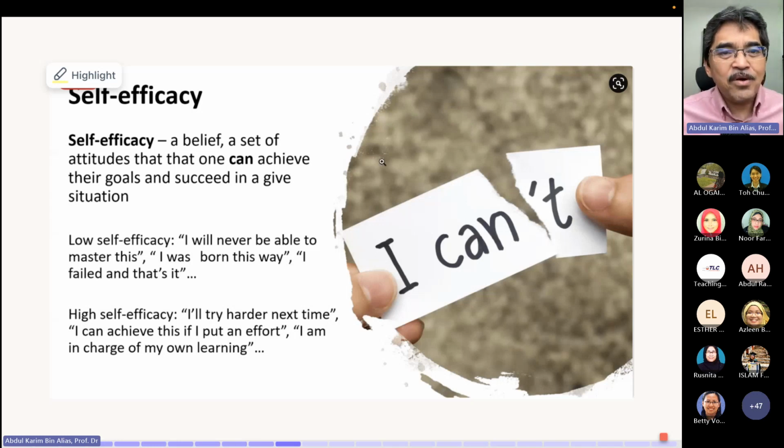Growth mindset or self-efficacy is a belief, a set of attitudes that one can achieve their goals and succeed in a given situation. I think, sorry for a spelling mistake because this slide I took from somewhere. So self-efficacy is about self-belief. You have the confidence. You have the belief. You can do. I can do. So it's a growth mindset.